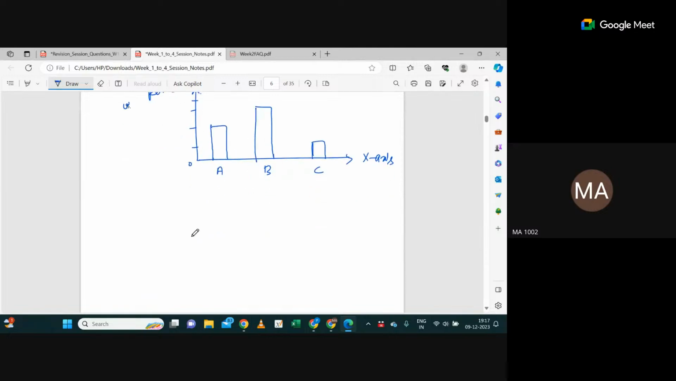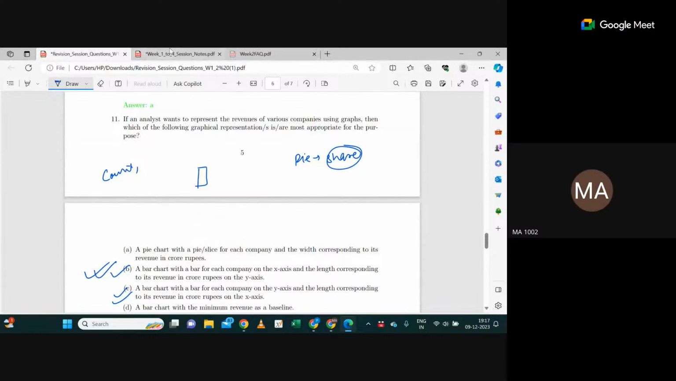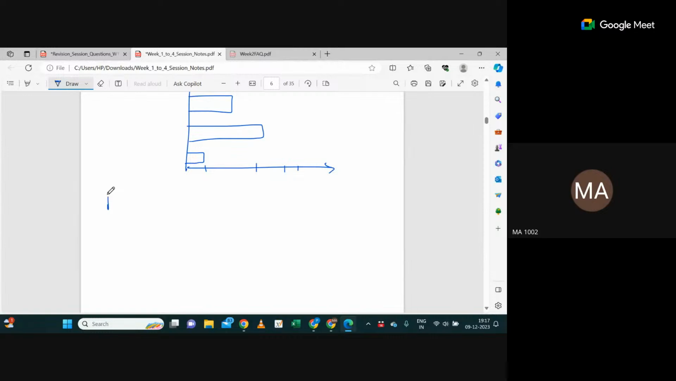Now I can do it in reverse also, right? Yes or no? I can represent the companies on the y-axis and revenues on the x-axis. So actually both option B and C are correct. Pie chart is not useful because a pie chart is something we use when we are interested to show the share of a whole, right? Share of something. It should represent the parts of a whole.